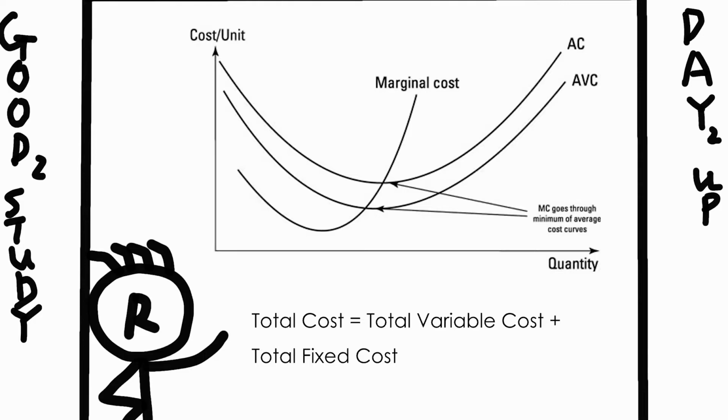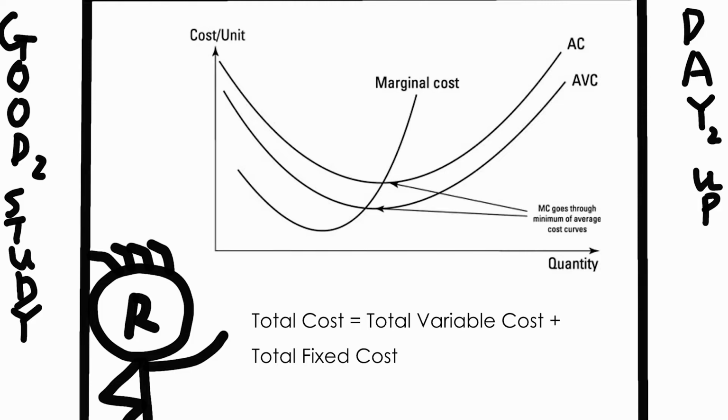Now, why does the cost curve look like this? It goes down in the beginning until it reaches a bottom and then it goes up. That is because, first of all, it goes down in the beginning. As you produce more product, your cost per unit goes down. That is because of the economy of scale.